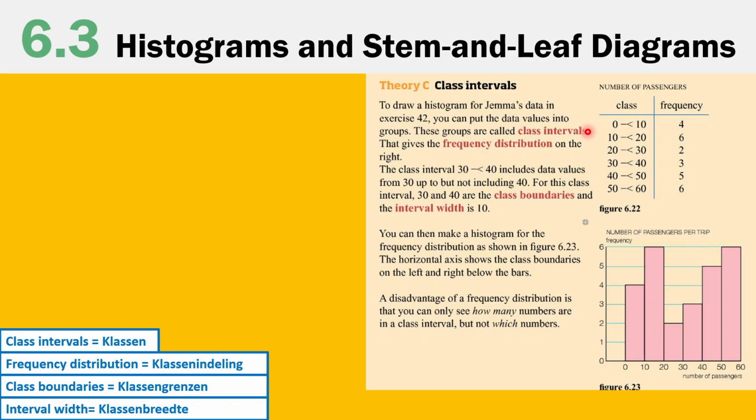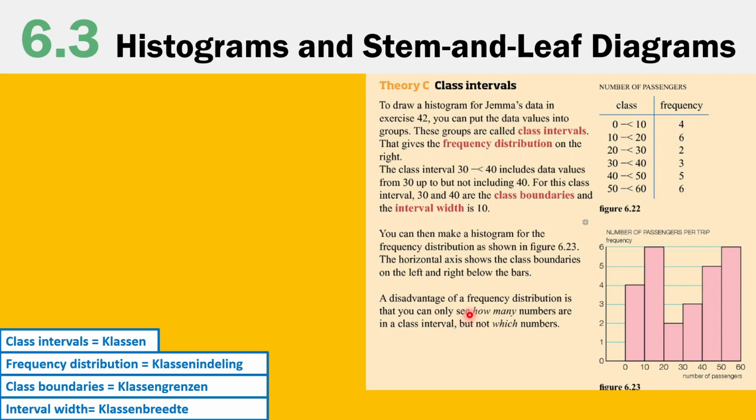The advantage of a frequency distribution is that we can now make a histogram of this quite elaborate and maybe quite big data set from 0 up to 60, because all numbers from 0 to 10 are now going to be combined in one bar, you can say. This bar now contains all the values from 0 up to 10. This bar includes all from 10 to 20.